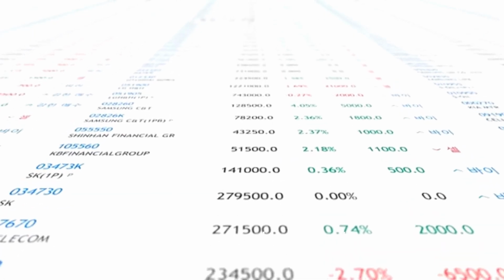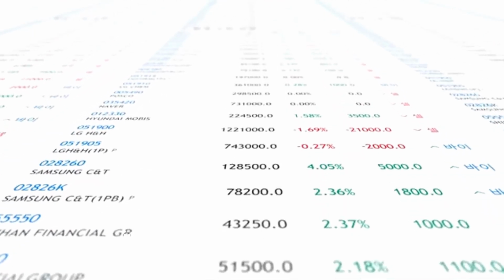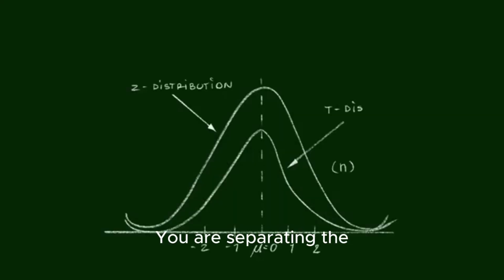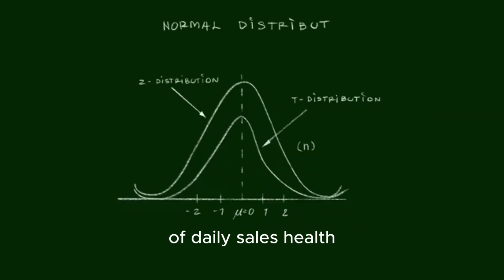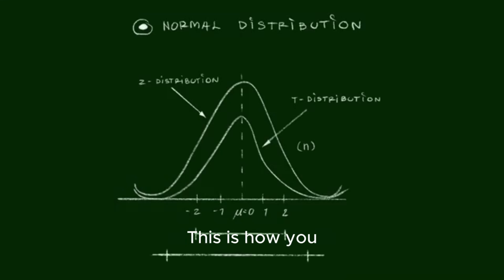By structuring your template this way, you aren't just calculating a bank balance. You are separating the noise of buying equipment from the signal of daily sales health. This is how you forecast with professional precision.